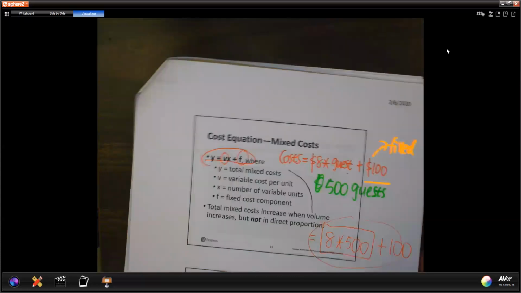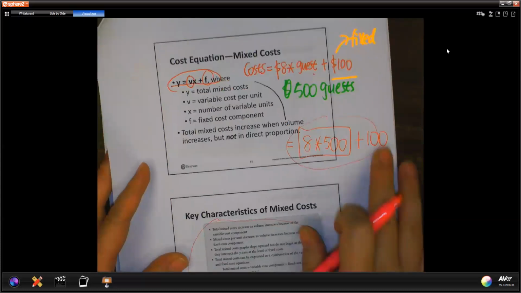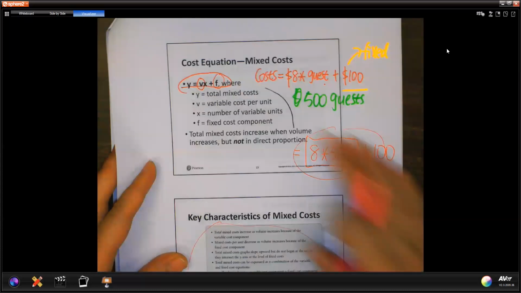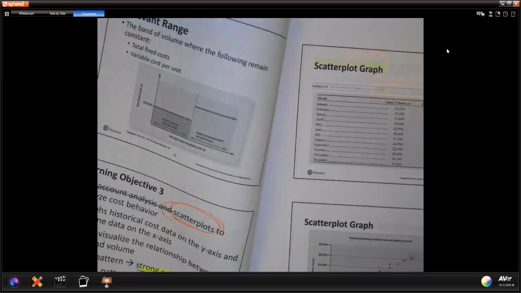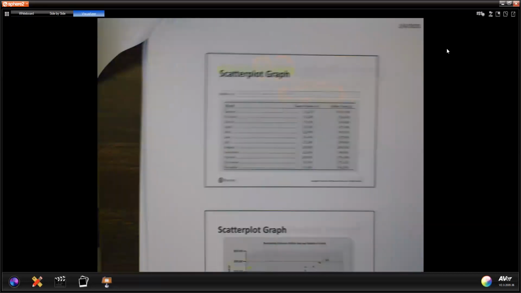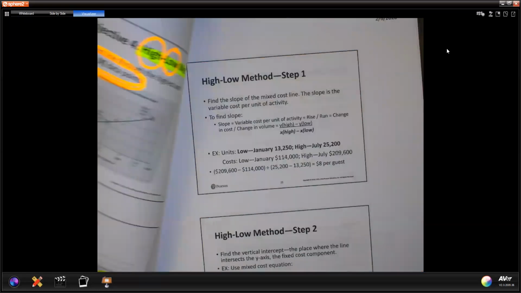So you will say, how do I get these models? There are three different ways. The first is the scatter plot. We don't worry too much about it, I'm not going to test you, but read the related information. The second one is the high and low method. So you definitely need to know this.